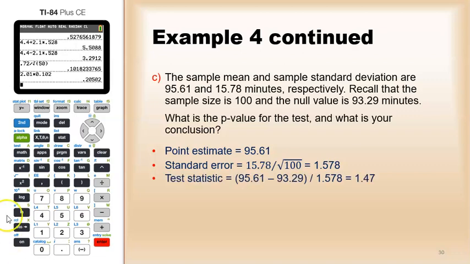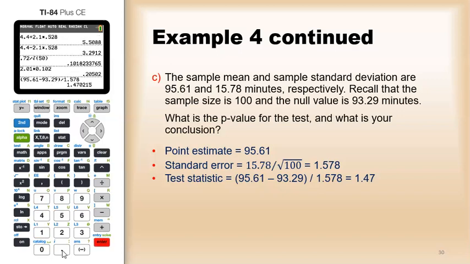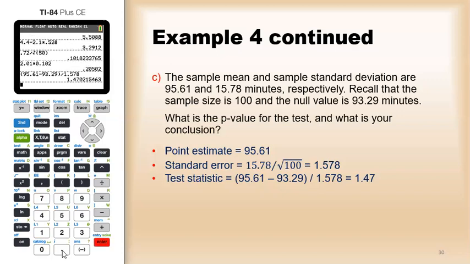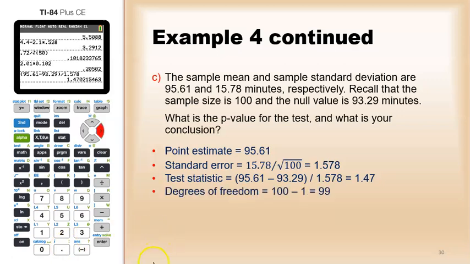The test statistic you'd find by taking the point estimate, 95.61, minus 93.29 in parentheses, and then divide by the standard error of 1.578. So the test statistic is about 1.47. Degrees of freedom, the sample size minus 1, will give me 99 degrees of freedom.